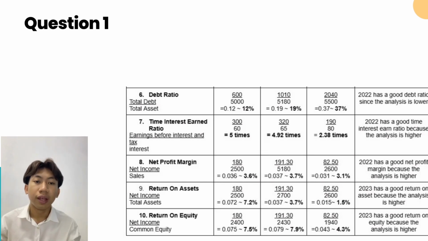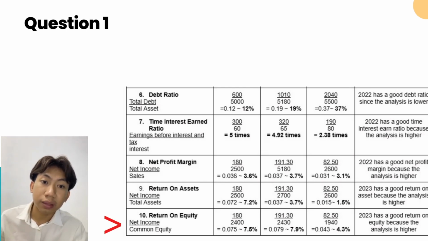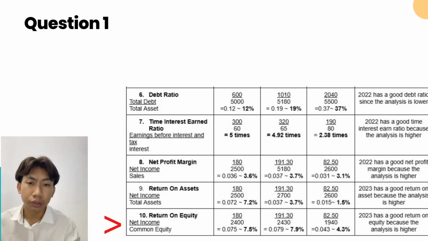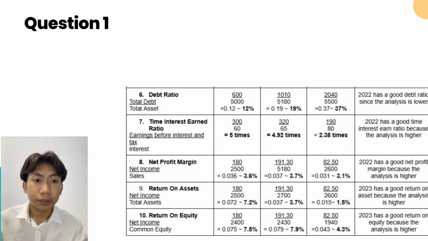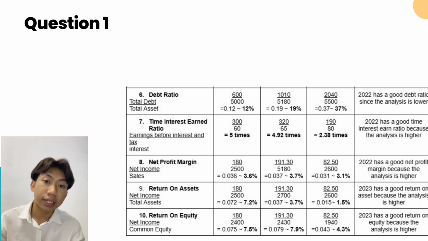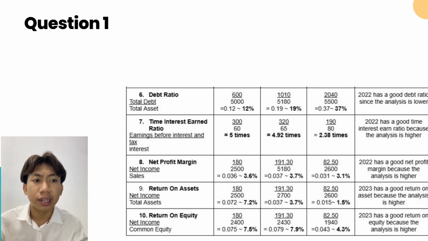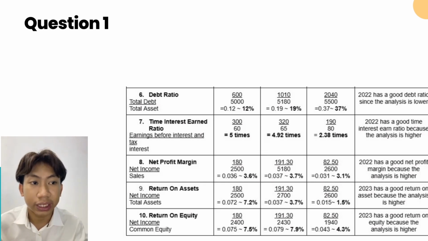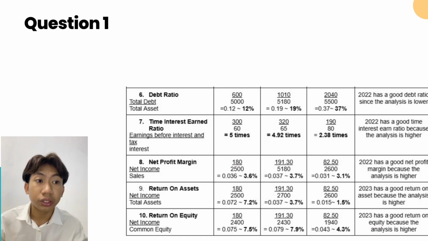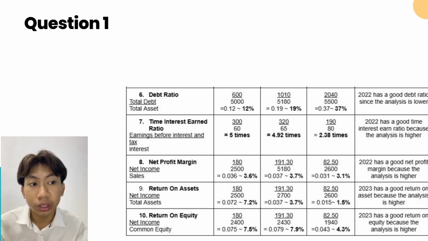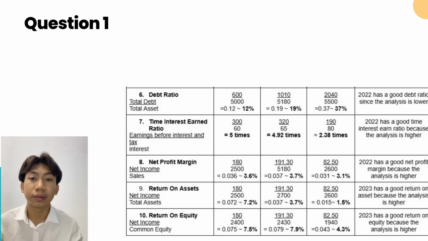Next is the return on equity. The formula is net income divided by common equity. For the first year we get 7.5%, the second year we get 7.9%, and the last year we get 4.3%. So the analysis is that 2023 has a good return on equity because the result is higher.